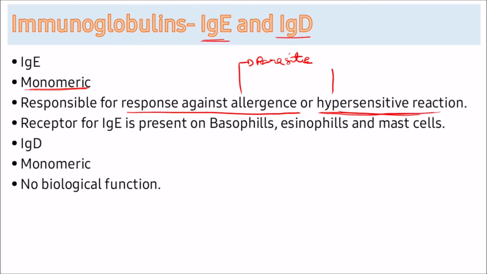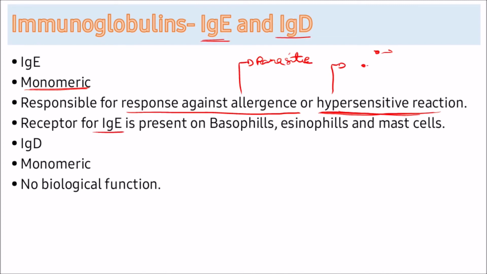What is a hypersensitive reaction? It is an extra immune response against any antigen. Like when an antigen enters our body, and if more than the required immune response is generated against that antigen, this is called a hypersensitive reaction. Many people have hypersensitive reactions against dust, smoke, or some fragrance also.